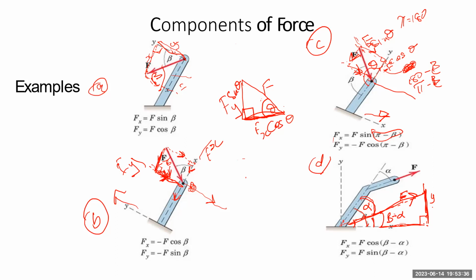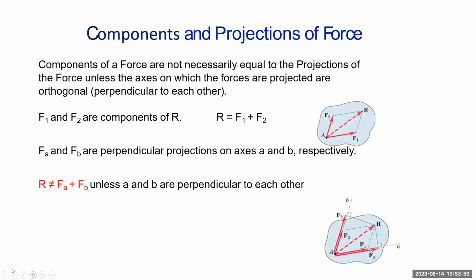And all you do is use resolution of forces. So the component of the force down here will be F cos(beta minus alpha) for the x direction, and for the y it is F sin(beta minus alpha). So that is just showing you how, when the angles are acute and not the regular way, to form right angle triangles and do the resolution of forces.